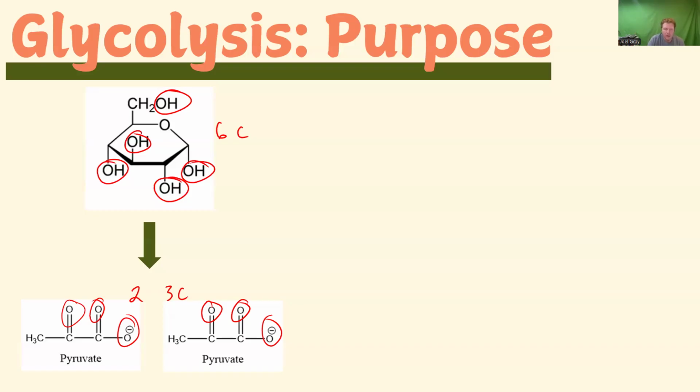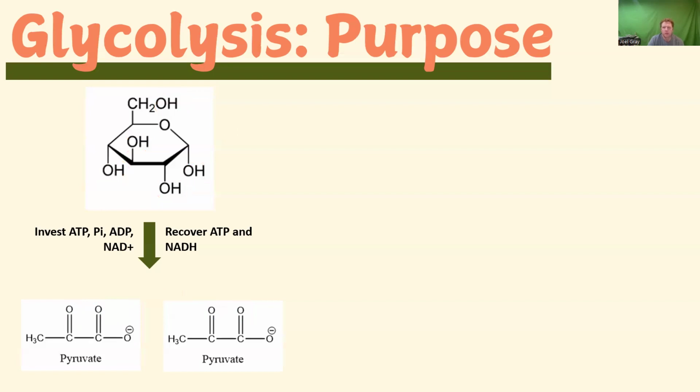Now, we're going to get into that a little bit more in just a moment, but what I want you to know about glycolysis is that we are going to invest adenosine triphosphate, also known as ATP. We're going to invest inorganic phosphate, or Pi, ADP, and NAD+. We will recover ATP and NADH. Okay, so think about this as you input a couple of things, you output different things.